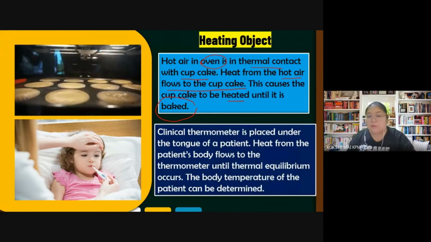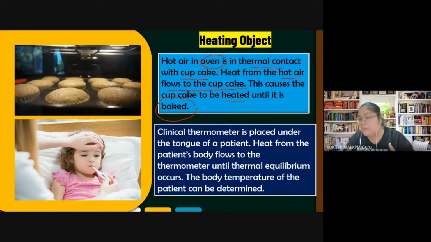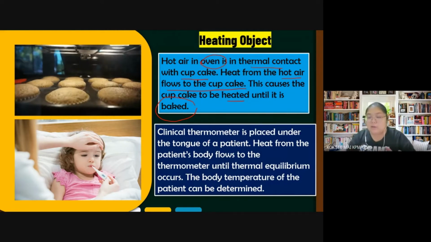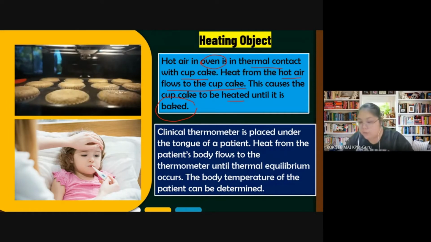Number 2 is also transferring, from the clinical thermometer. If you place it under the tongue of the patient, what transfers first? The heat from your body transfers to the thermometer. So you just wait. After some time you find both temperatures become the same already. So your body temperature can now be represented by the thermometer when they achieve thermal equilibrium. Now you can take out the thermometer and read the reading. That reading is exactly your body temperature. So this is how we use thermal equilibrium in our daily life.